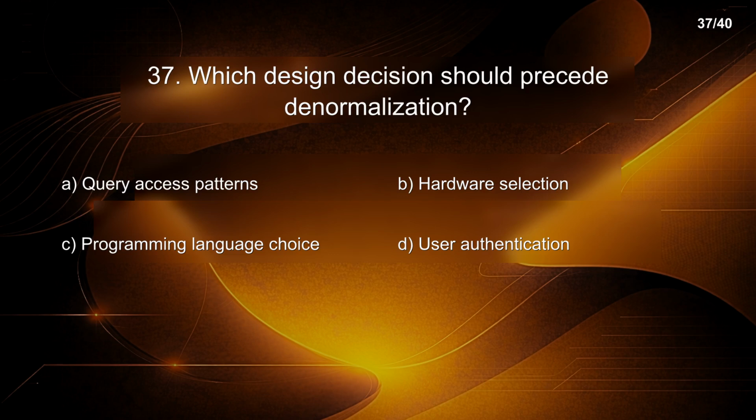37th question. Which design decision should precede denormalization? A. Query access patterns. B. Hardware selection. C. Programming language choice. D. User authentication. Correct answer is A. Query access patterns.